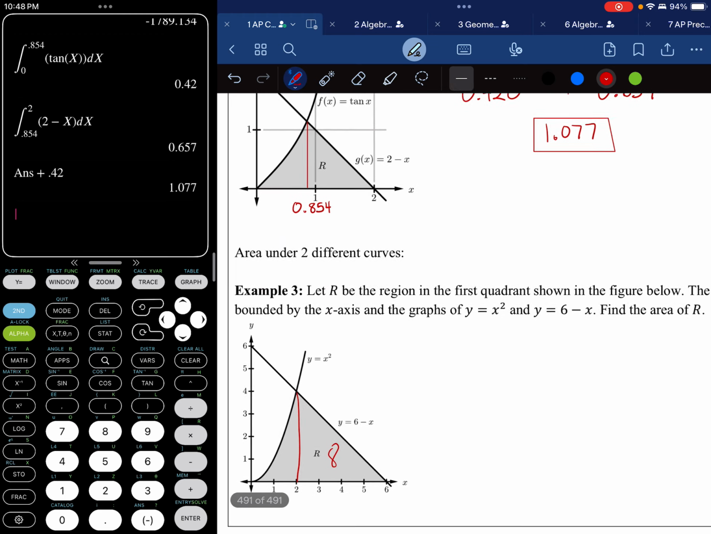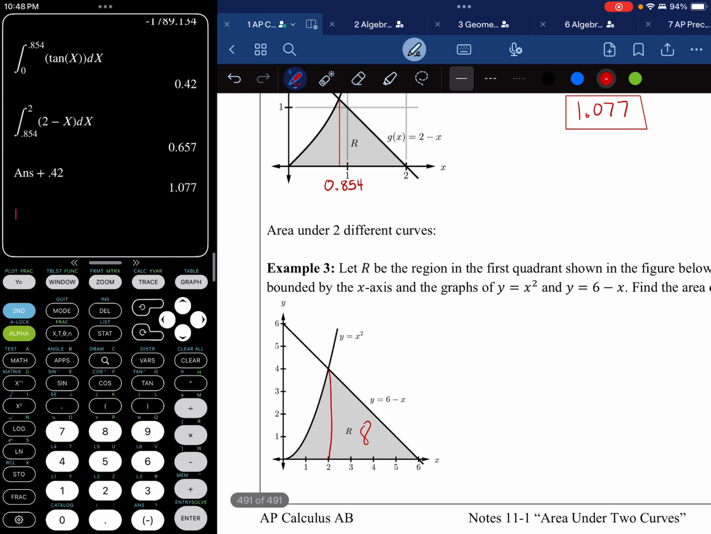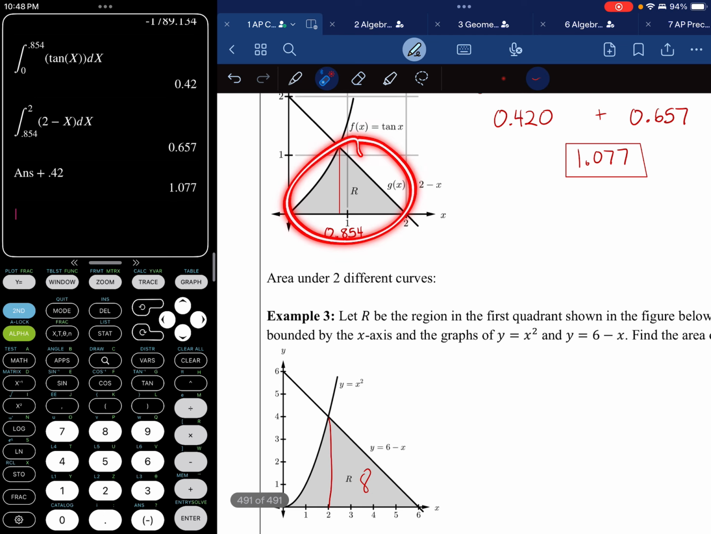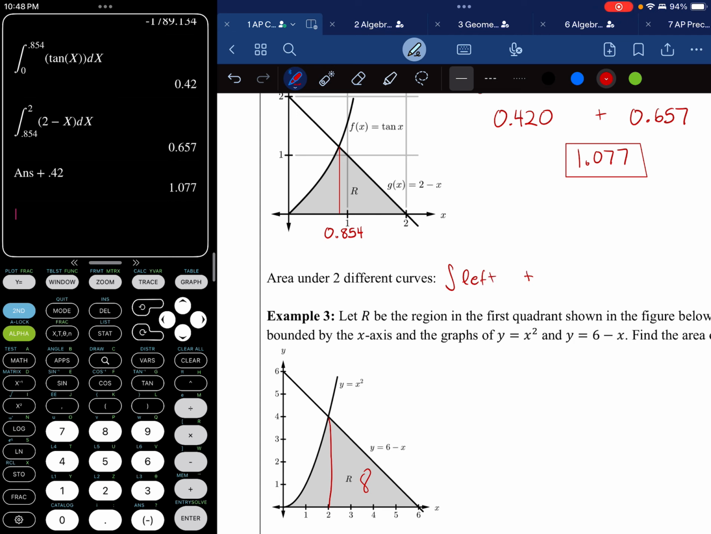Nice. All right. Let's try another, shall we? Oh, this one, I need to talk about this. This is going to be in our speed sheet. Whenever we have the area under two different curves, and I'll give you some generic picture like this on the speed sheet, you always are going to do the integral of the left plus the integral of the right.